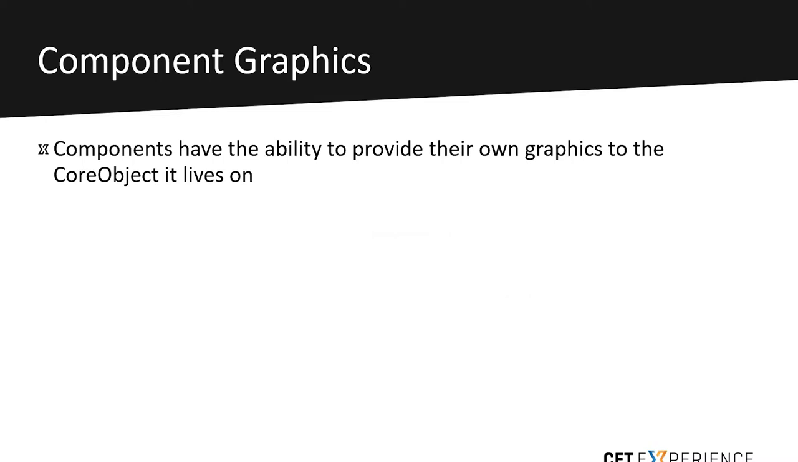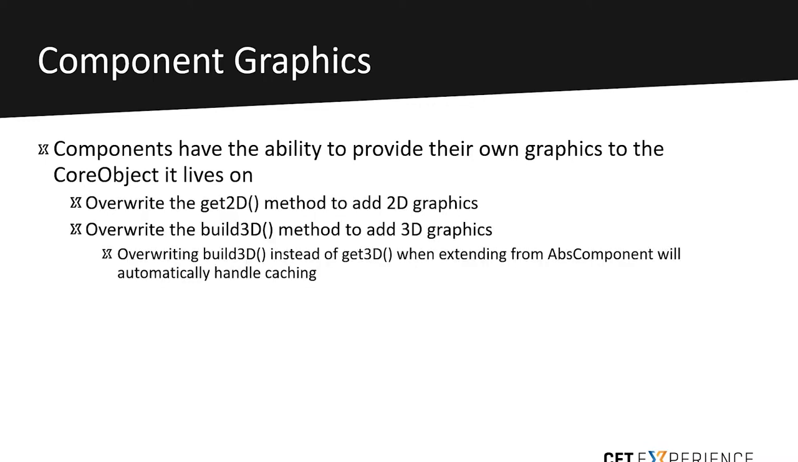So components have the ability, like I said before, to provide their own graphics to the core object it lives on. I added the components to the table snapper there, but you didn't actually see the graphics yet. The component will eventually have to add its own graphics. So to write graphics into a component, if you want to add 2D graphics, you just need to override the get2D method. It's a G instance that passes through that method, so you'll just have to return a G instance that contains all your graph objects for your 2D.